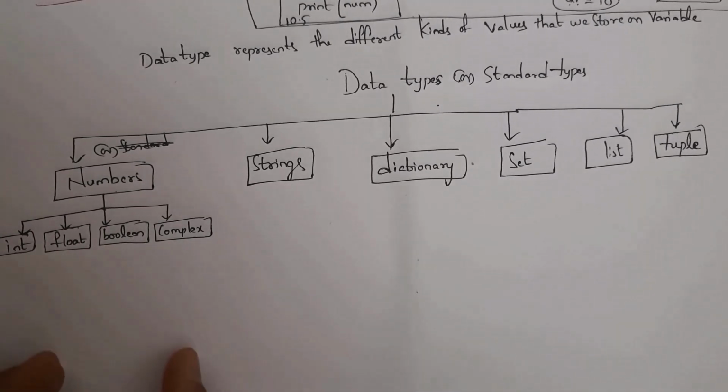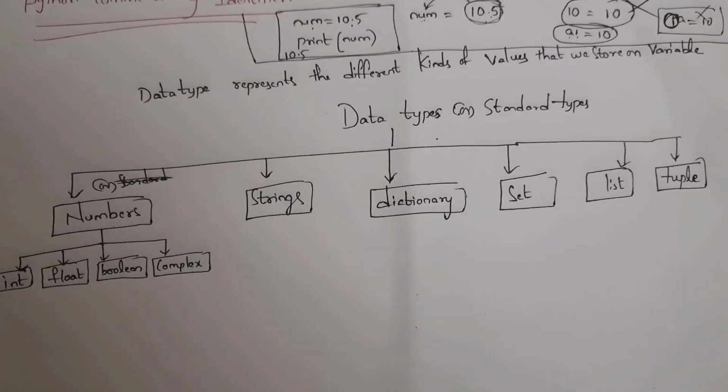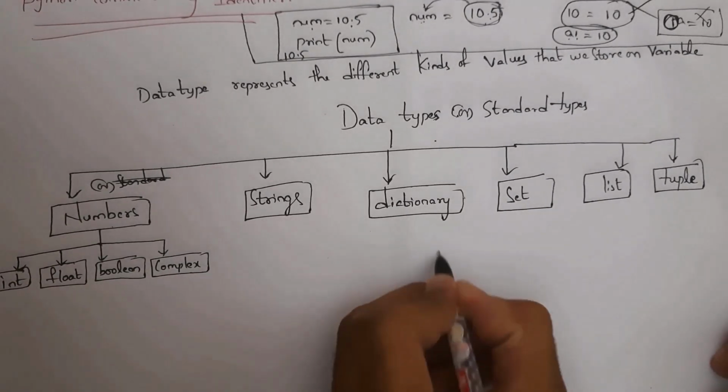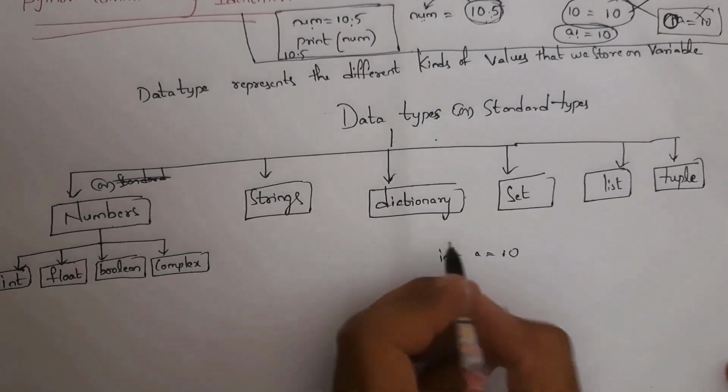I will explain each of them with an example. You need to remember one important thing, that is, Python is a dynamically typed language. That means there is no need of declaring the data type of a variable. For example, if you consider a language like C, we declare a variable like int a equal to 10. But Python is a dynamically typed language, so there is no need of declaring the data type.